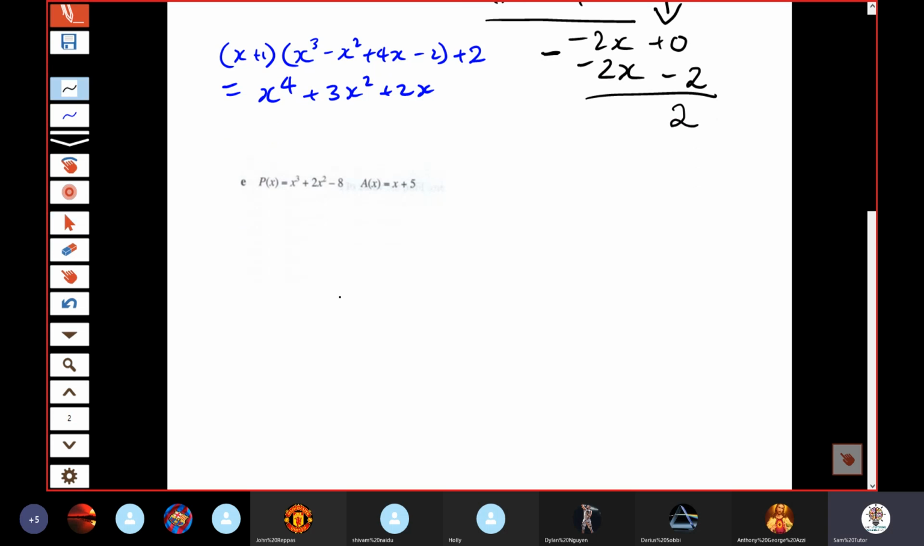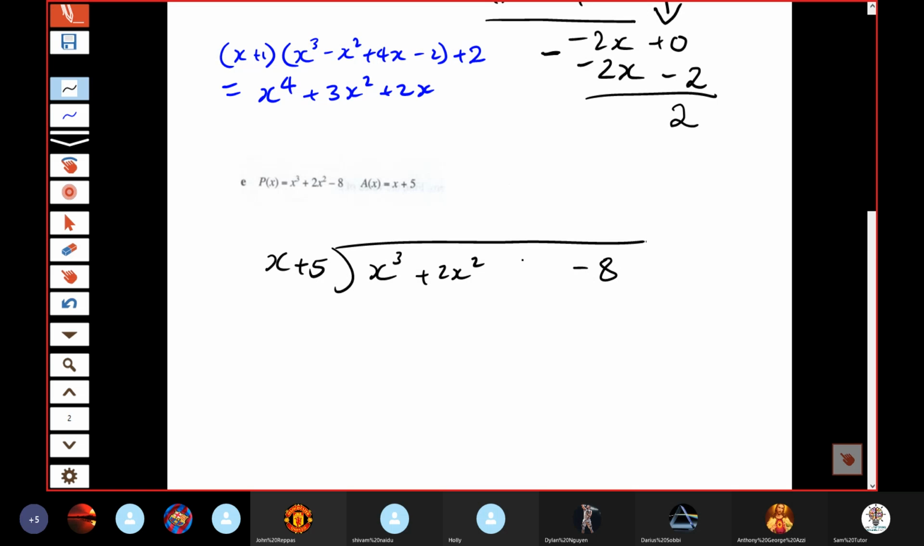Okay, and we'll go again. x plus 5 is what you're dividing by. x cubed plus 2x squared. And then again, what do you realize? As you're writing it, you'll be like, power of 3, power of 2. What do I write? 0x. Yes, plus, always plus 0x. And then now, everything will be in line.